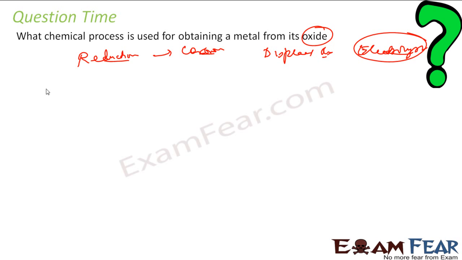So for the first case, for example, I have zinc oxide. You add carbon to it, right? And you reduce, carbon is used as a reducing agent here. You get zinc plus carbon monoxide. This is the metal you have got. This is the first case.